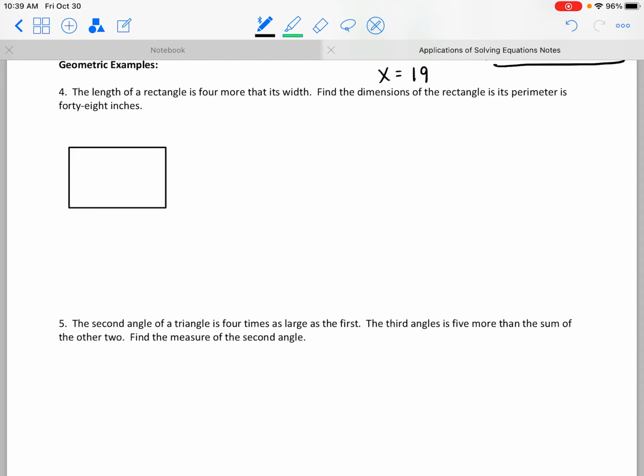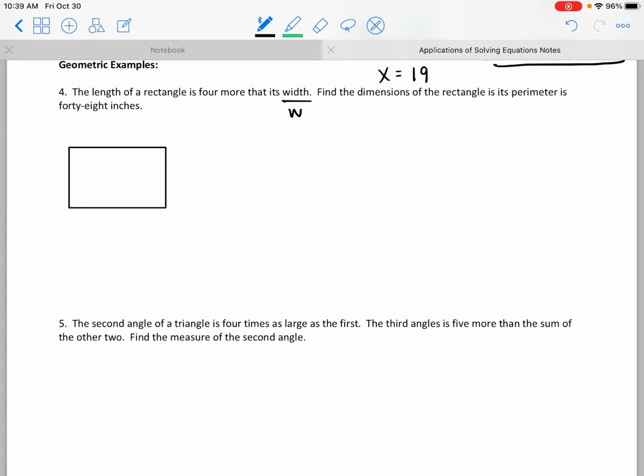Which one is truly unknown, or which one do we know nothing about? It says the length is 4 more than the width, which means I know something about the length. It's 4 more than the width. But does it give me anything about the width? It does not, which means the width is going to be our variable. And just so I know exactly what I've solved for, I'm going to call it W.